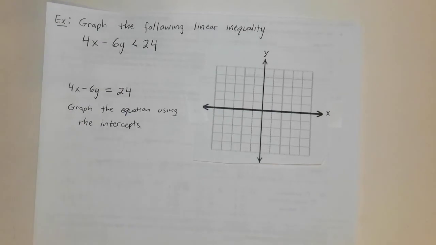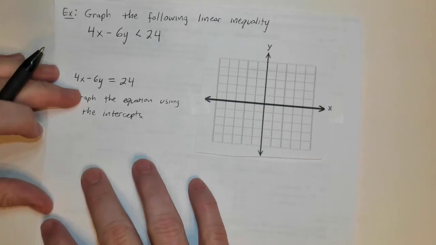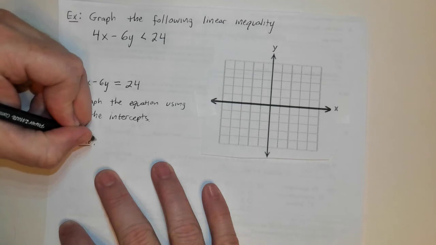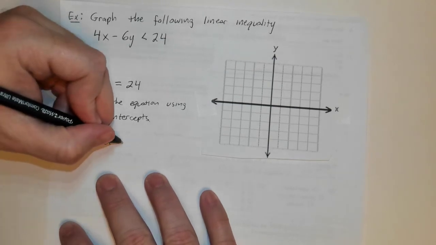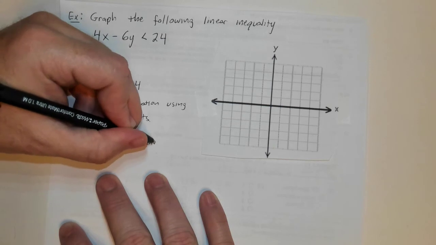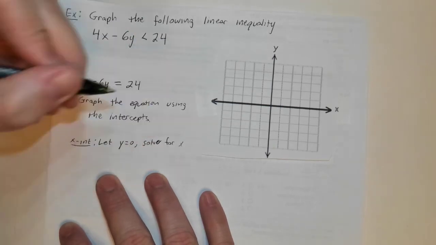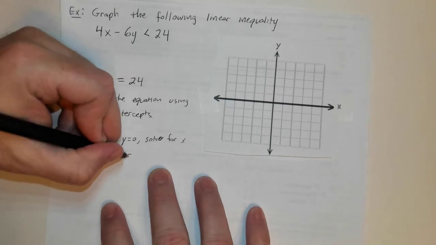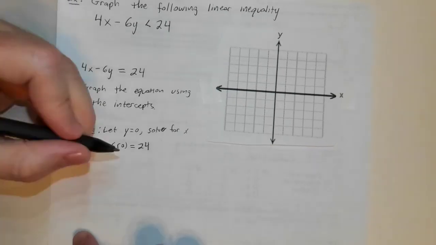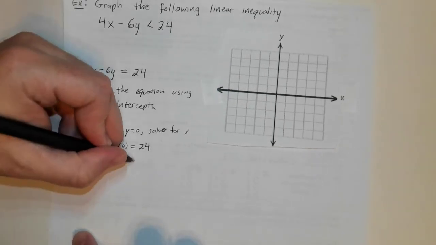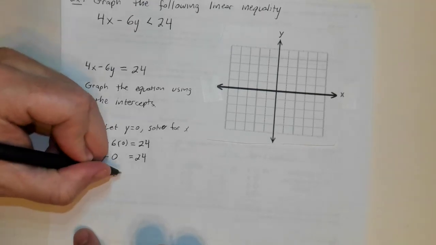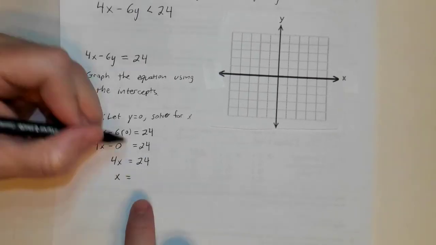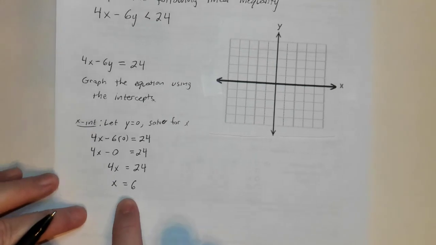So our x and y intercepts. By now you probably can do this a lot faster, but for the x-intercept, I'm going to let y equal 0 and solve for x. So 4x minus 6 times 0 equals 24. 6 times 0 is 0, so 4x minus 0 is 24. 4x minus 0 is 4x. 4x equals 24. Therefore, if you divide both sides by 4, x equals 6. So our x-intercept is 6.